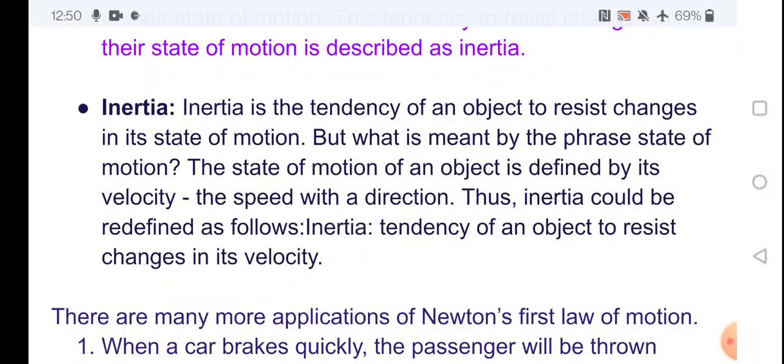Thus, inertia could be redefined as follows. Inertia is a tendency of an object to resist changes in its velocity. Inertia is a tendency of an object to resist the changes in the state of motion, or inertia is a tendency of an object to resist changes in its velocity.